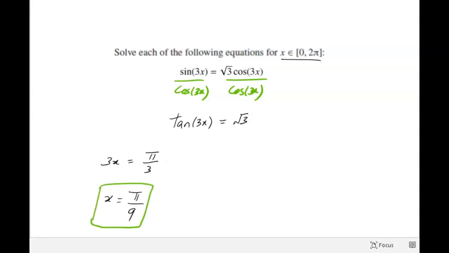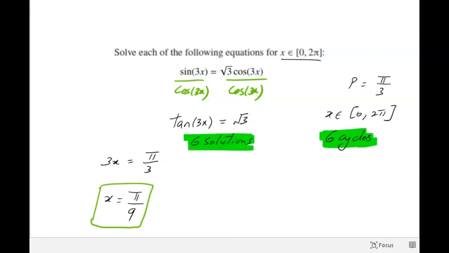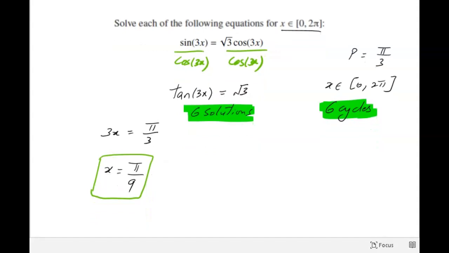Now I just forgot to mention something. We've got a tan 3x function. The tan 3x function's got a period of pi on 3, which means in the domain 0 to 2 pi, we should be able to fit 6 cycles, which means we should have 6 solutions for this particular question. In every cycle we're going to have one solution, so 6 cycles is going to result in 6 solutions. We can quickly find that out by just adding the period to the very first one that we have.